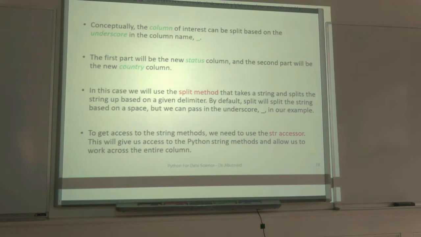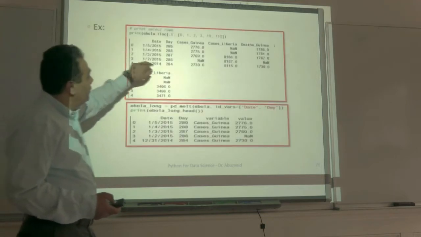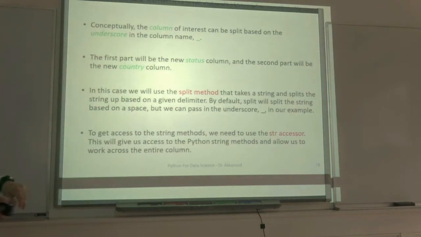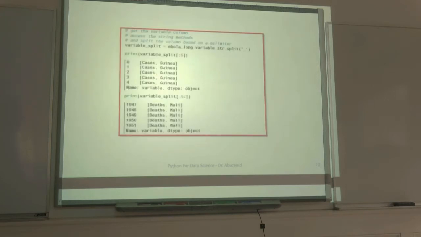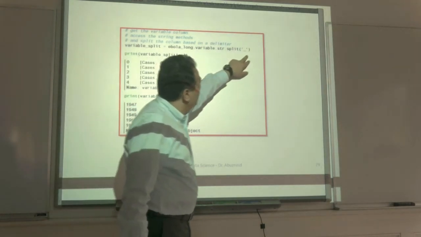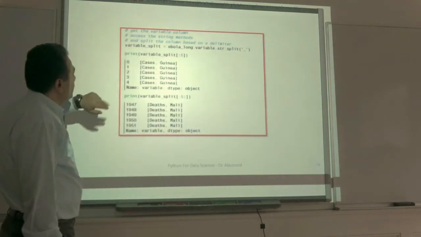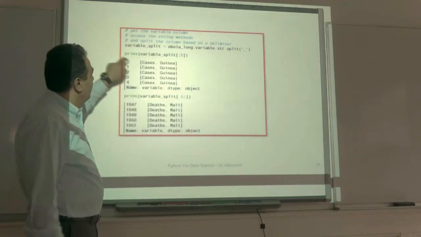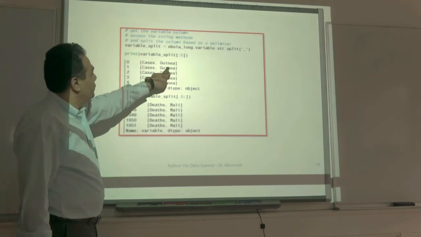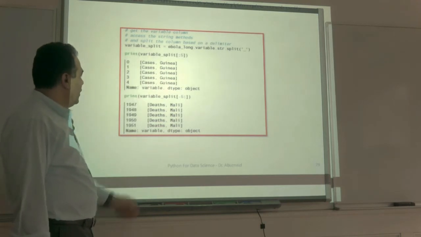All right. So conceptually, the column of interest can be split based on the underscore. So you have in here the name, underscore. I need to split it based on the underscore. There is a split method that you could use. In here, what you do? The variable string split with the underscore. When I do the split and then display only the first 5, I will have a series of lists: cases, Guinea, cases, whatever, all the way down.